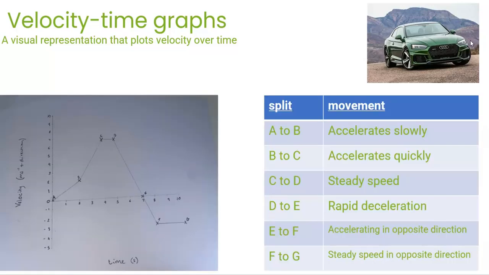In split A to B, the car is accelerating slowly as the gradient is shallow. From point B to C, the car is accelerating quickly as it is at a steeper gradient. From point C to D, the car is at a steady pace as the velocity is staying the same. Now from point D to E, the car is rapidly decelerating. From point E to F, it is accelerating in the opposite direction. And from point F to G, it is at a steady speed in the opposite direction.